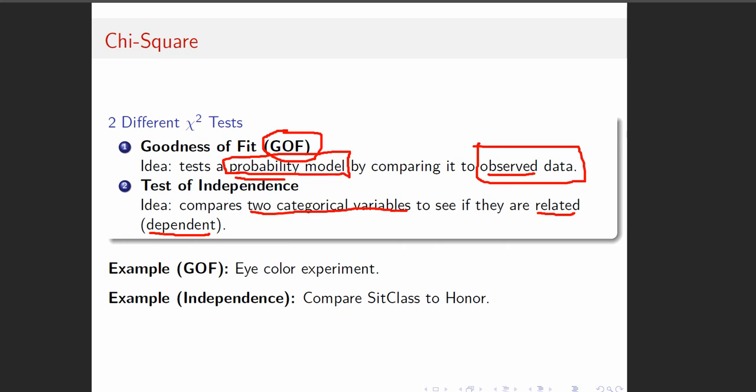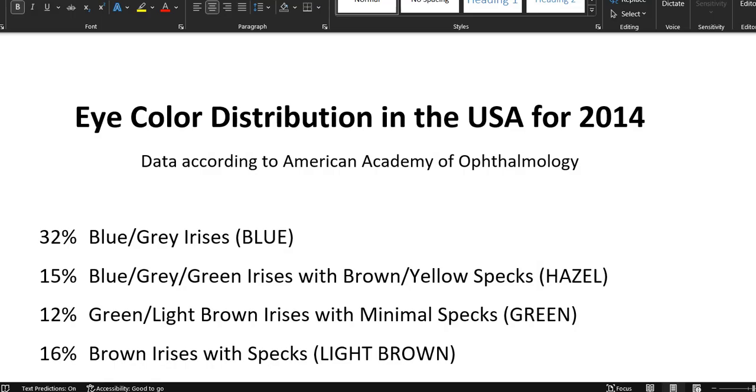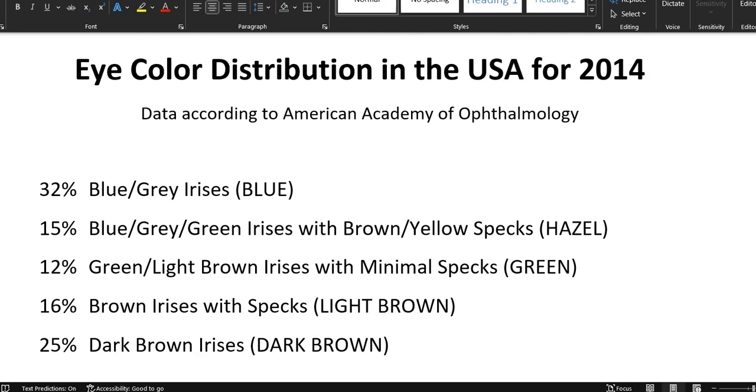Okay? So what we did in class was the eye color experiment, and let me show you that. Okay, so let me explain this chart. This is actual data that I got from the American Academy of Ophthalmology, and this was the data for the year 2014. The first thing I need to say is this doesn't matter. Sorry, let me scroll up just a little bit so you can see. This includes all races and ethnicities. And by the way, it turns out that all races and ethnicities can have all colors of eyes.